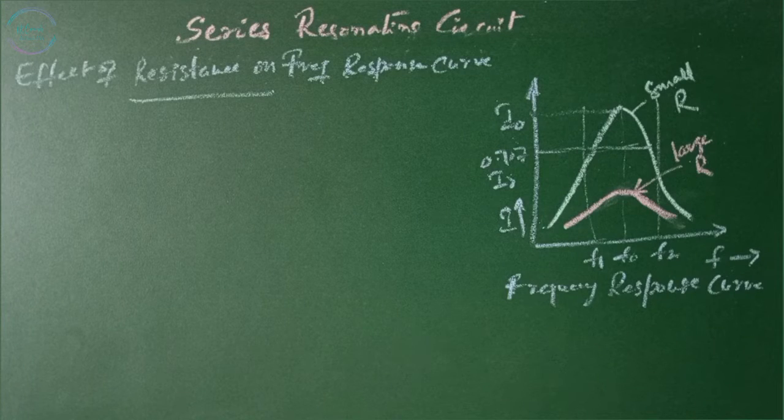Effect of resistance and frequency response curve in series resonating circuits. The variation of current with frequency for two series RLC circuits having the same L and C but different values of R. These curves are referred to as frequency response curves. The curve with the small resistance rises steeply and has a tall narrow peak, while the curve with the large resistance rises less steeply and has a low broad peak. Thus, the effect of large resistance is to flatten the curve.